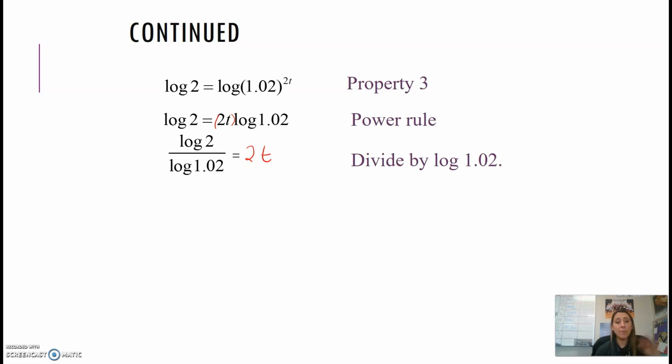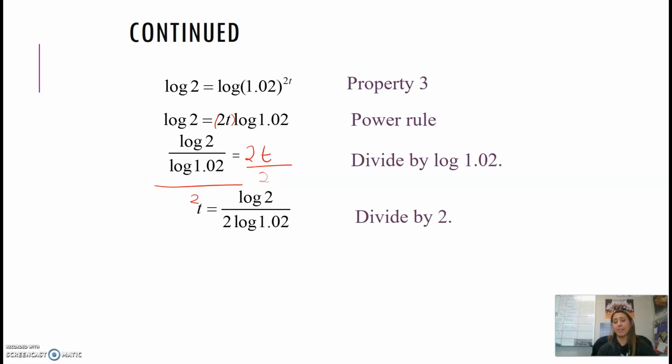So then I have log of 2 divided by log of 1.02. Then I want to divide all of this to get the t by itself, divide all of that by 2 again. And when you do that, you end up with this. So you divide by 2, and then you get t is equal to 17.50.